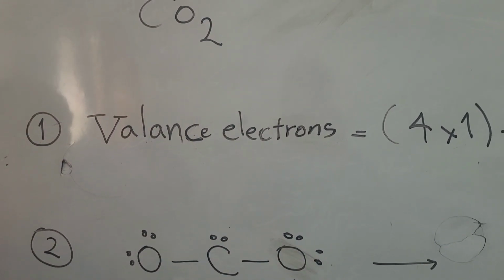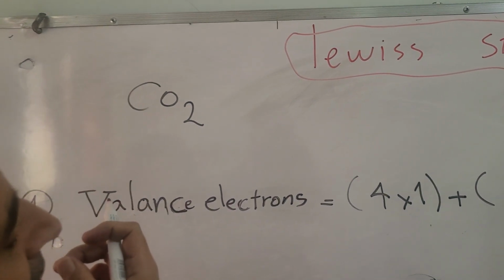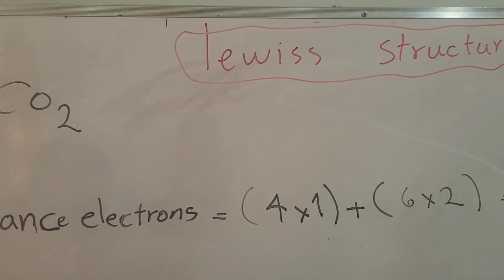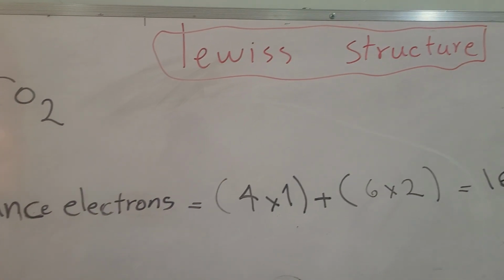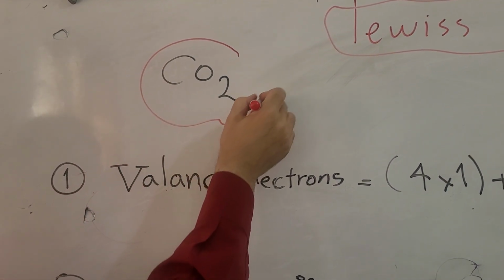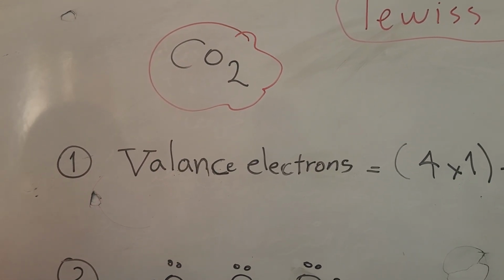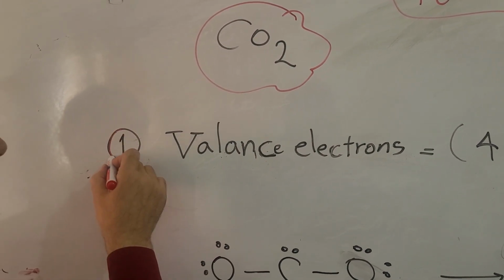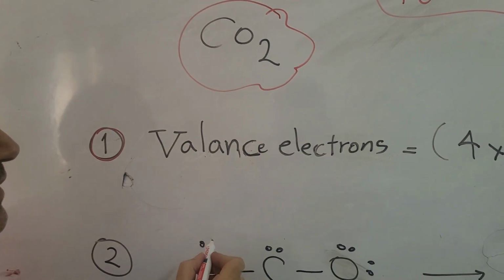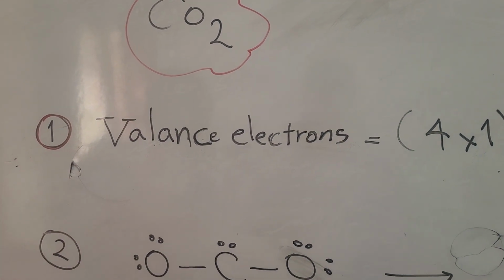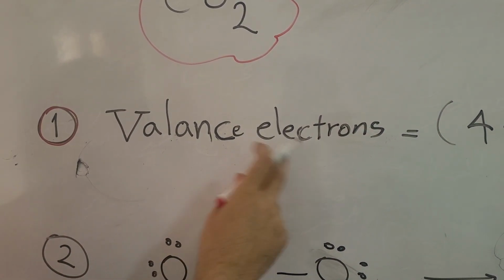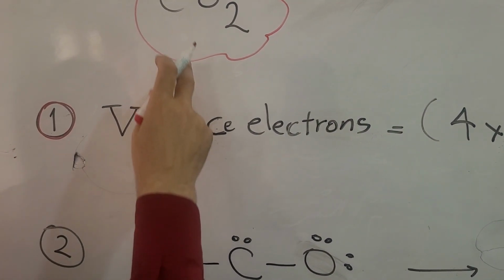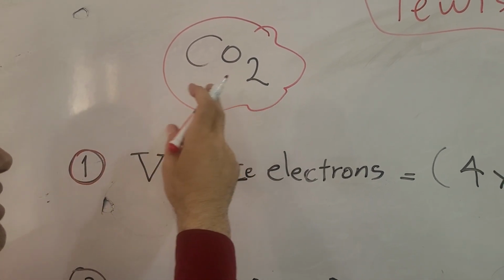Hello everyone, today I'm going to draw Lewis structures, or Lewis diagrams, for carbon dioxide. First step, we must count valence electrons in carbon dioxide.